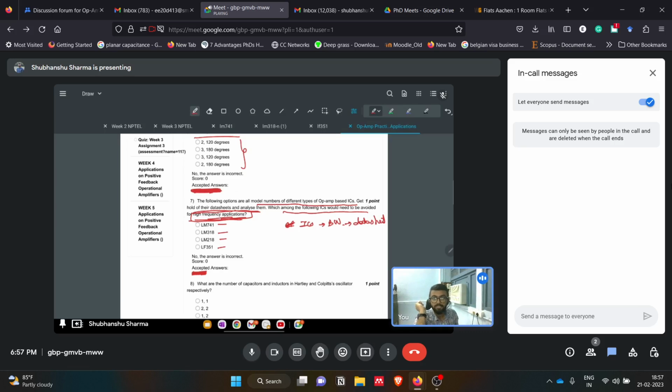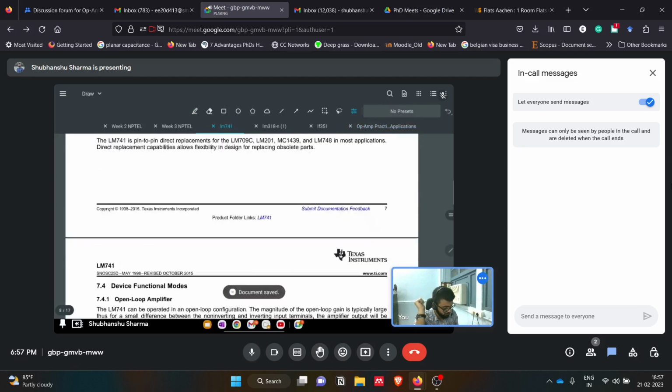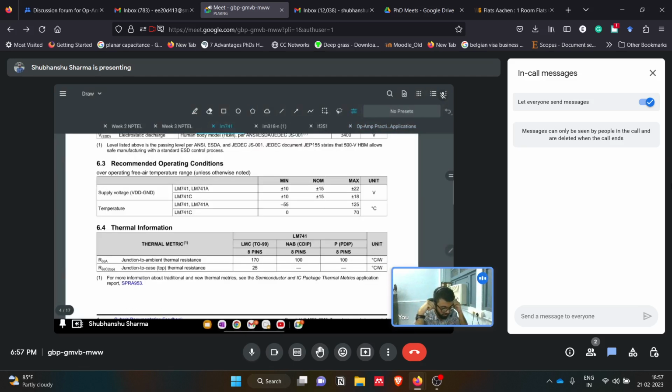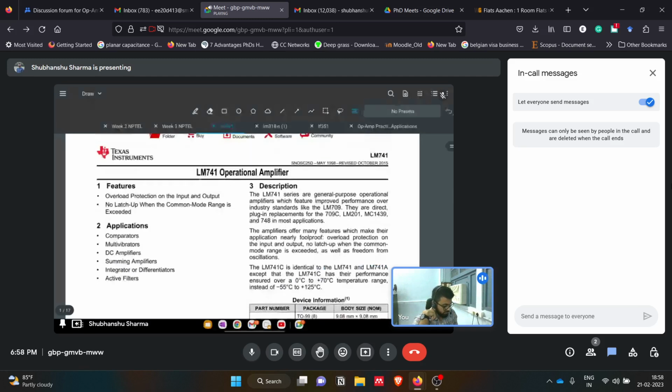I have the data sheet of these ICs, and we'll just discuss. And we'll see also how this data sheet looks like, and how we read that and all that. So first of all, we see that the title is LM741 operational amplifier. We are starting with LM741.